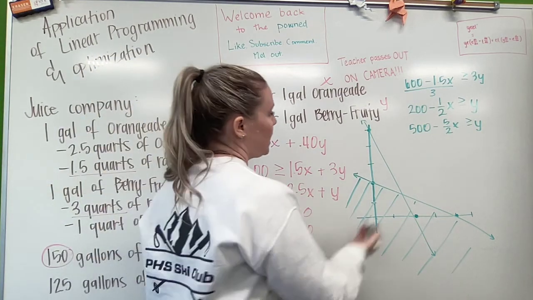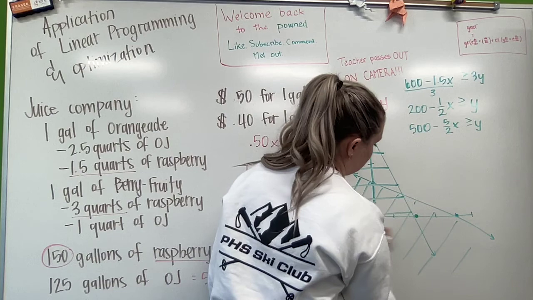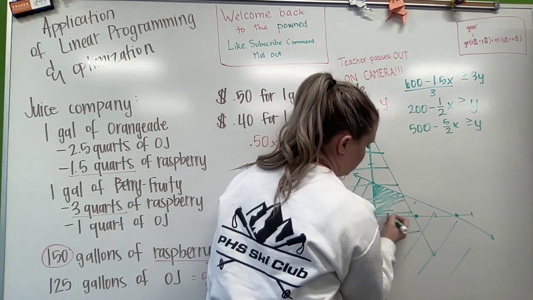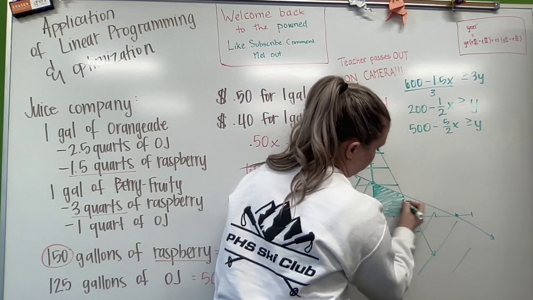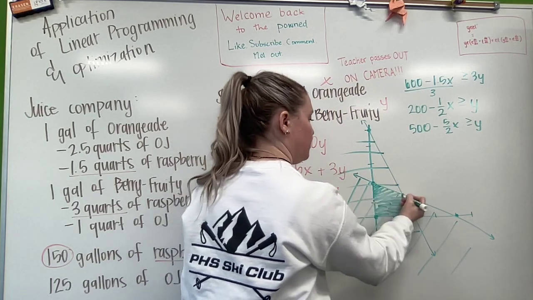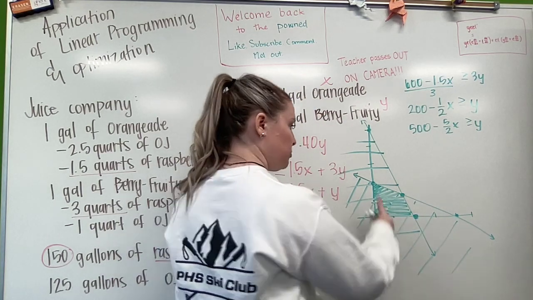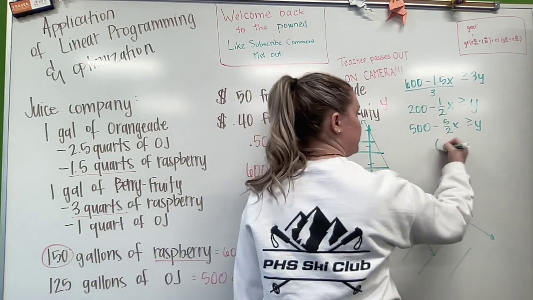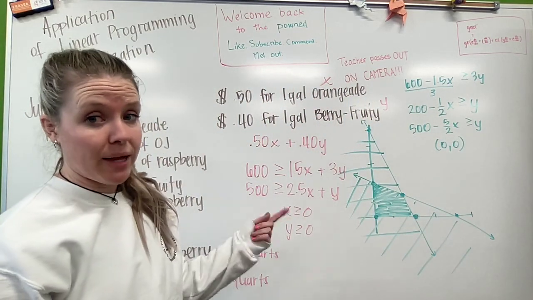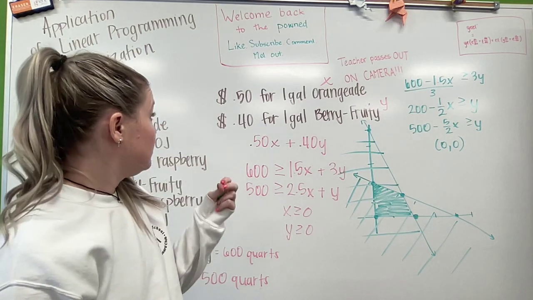Yeah? Okay. And I'm going to shade below, so it's this side. So we're going to get this little space here. So we've got 4 corners. 1, 2, 3, 4. All right, so these points, obviously we have 0, 0. It's not going to make as much money if we sell 0 gallons.